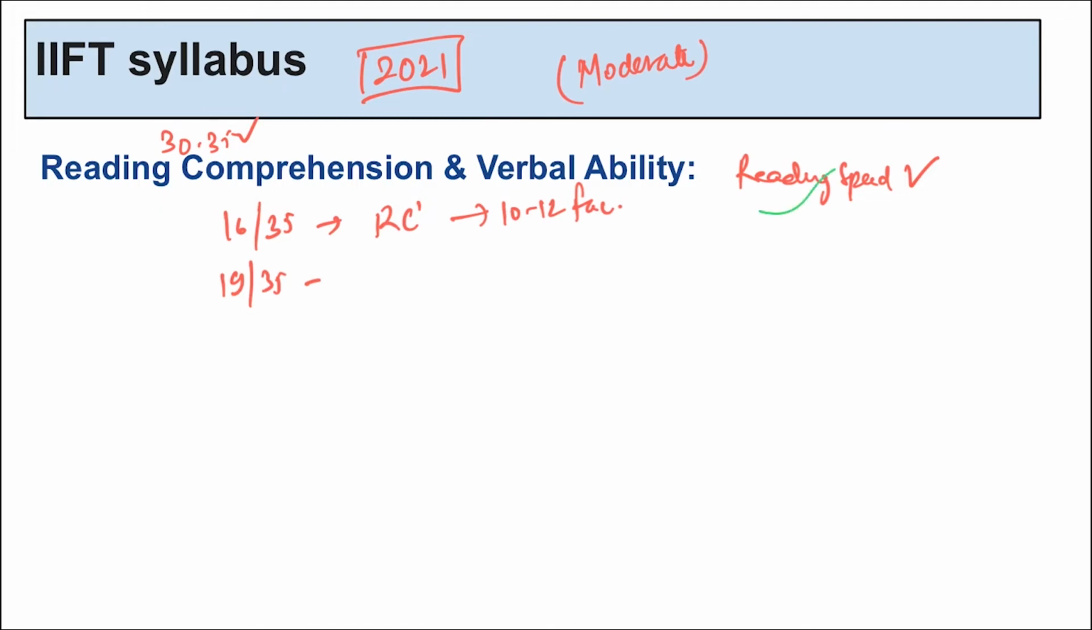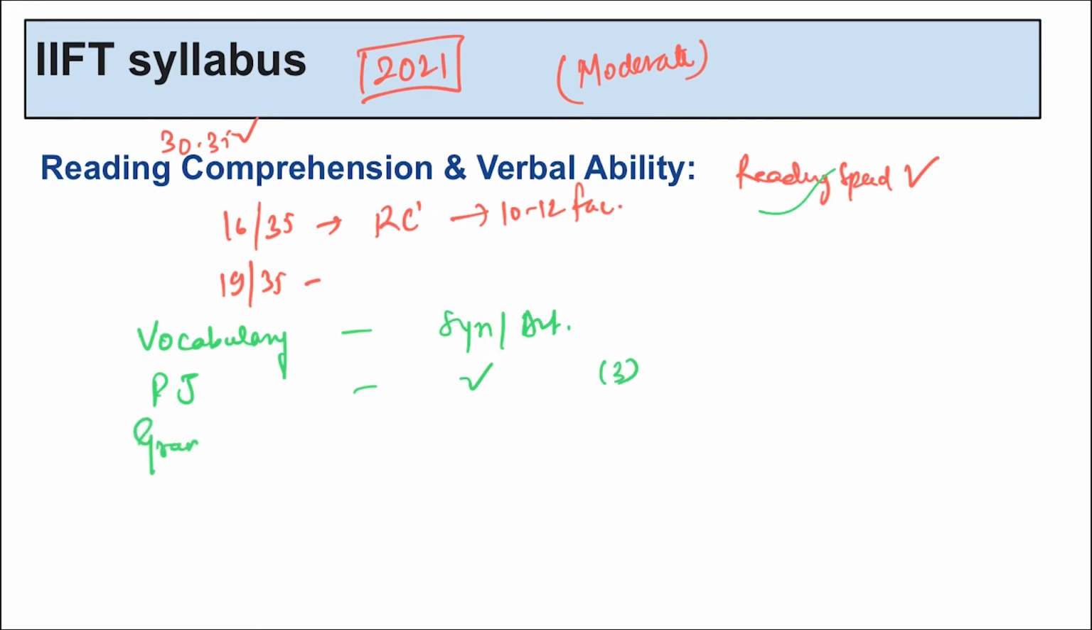RC reading I've already mentioned. Vocabulary, because they ask questions on your synonyms and antonyms. This year also there were questions on synonyms and antonyms. Your parajumbles, practice parajumbles pretty aggressively. There were 3 questions on this this year.